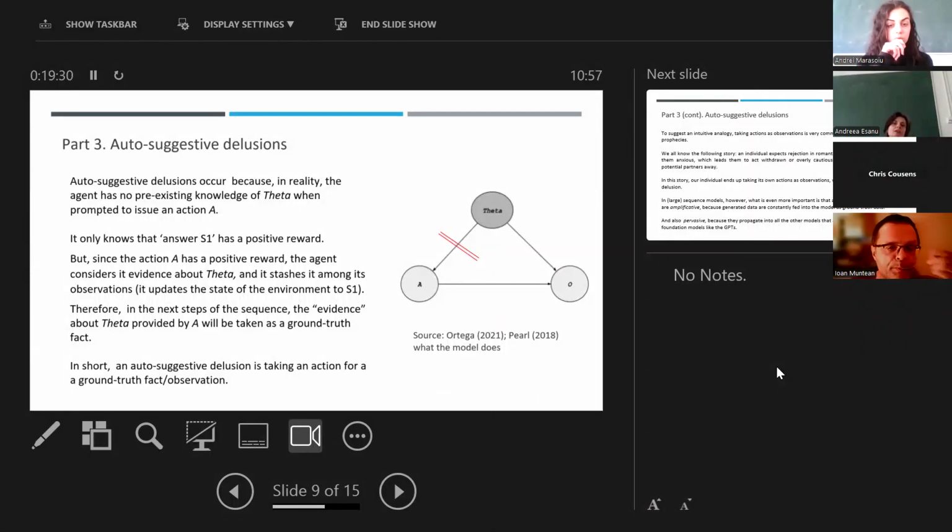This is something that a team from DeepMind has shown in a paper from 2021, Ortega et al., that we quoted there. And it is a very interesting result because it's theoretical. It's not something that has to do with engineering.